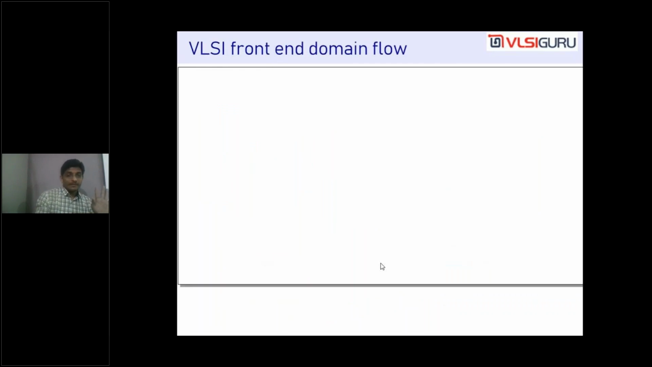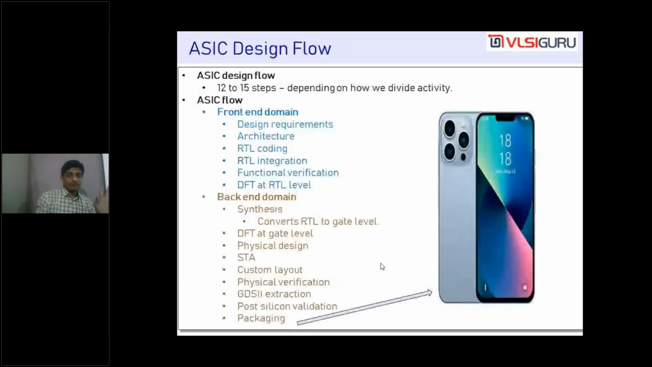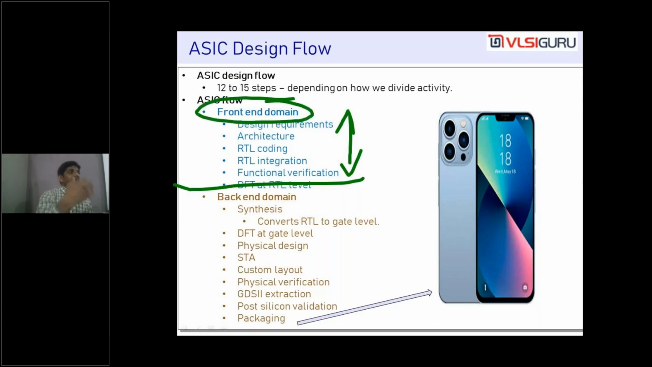So, talking about the VLSI front-end domain flow. Do you understand what is front-end domain flow and what is back-end domain flow? Everything till you develop the code and check that the code is working is front-end. You develop Verilog code, like C language, there is a Verilog language, and you check that the Verilog code is working fine. That is all called front-end domain. Everything after that, from that code till you manufacture and have the packaging, is called the backend domain.